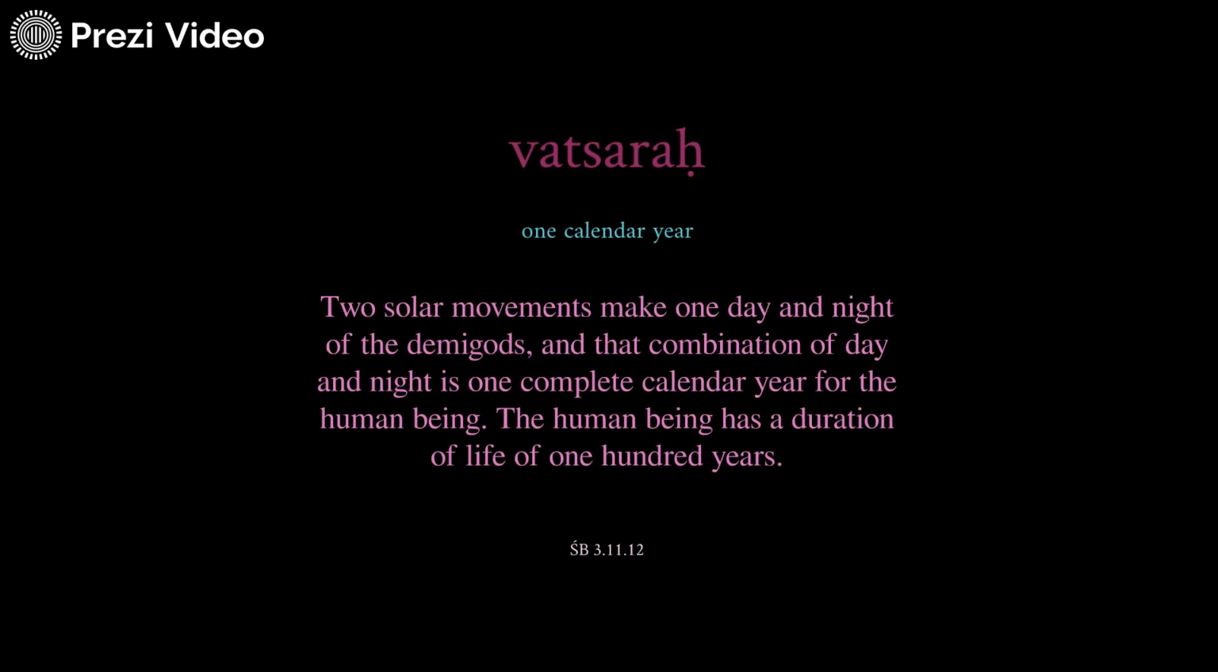1 calendar year. 2 solar movements make 1 day and night of the demigods, and that combination of day and night is 1 complete calendar year for the human being. The human being has a duration of life of 100 years.